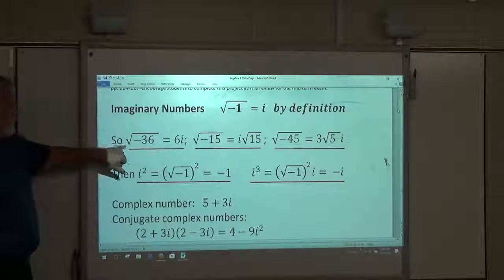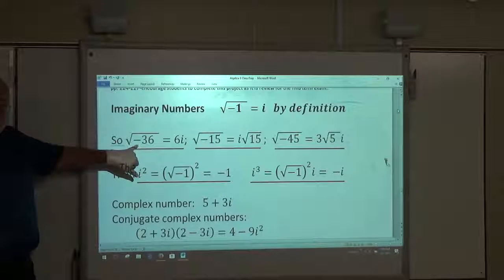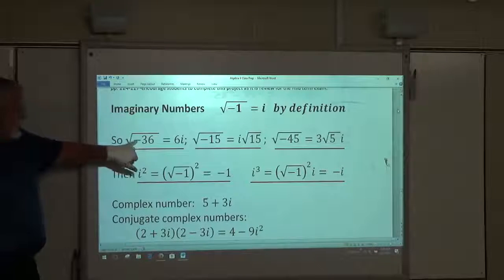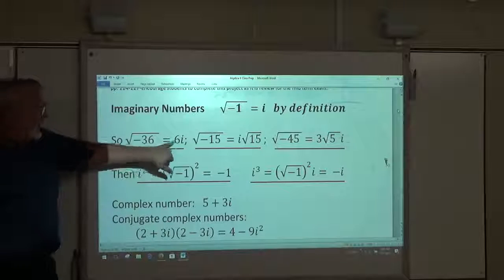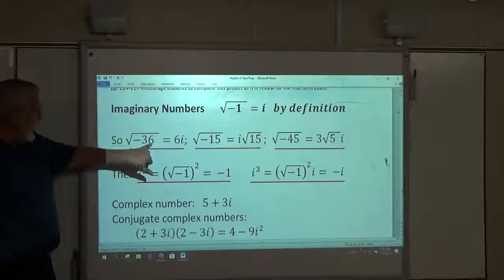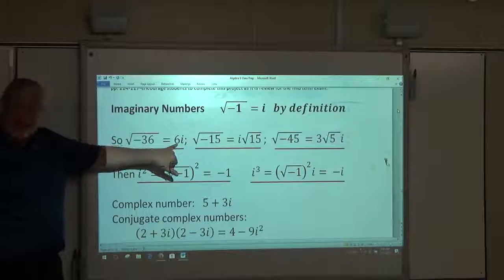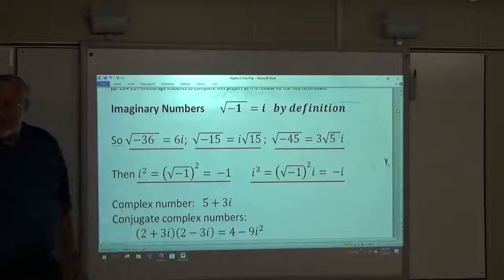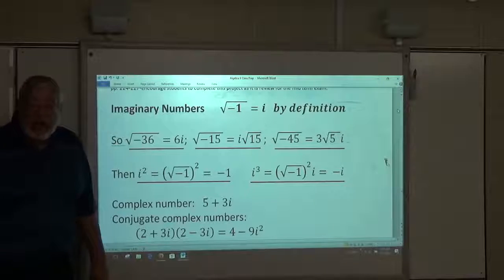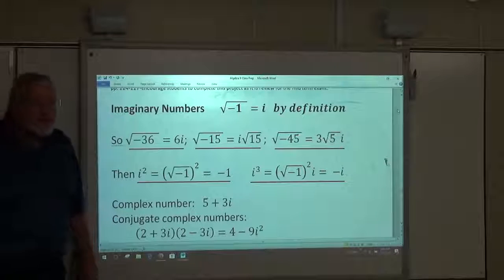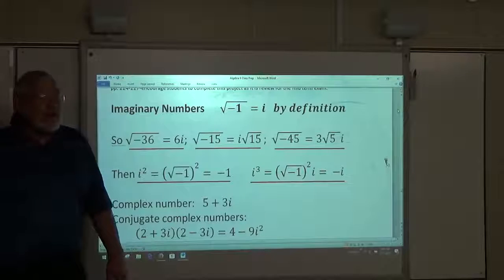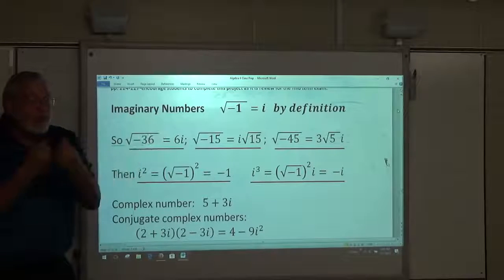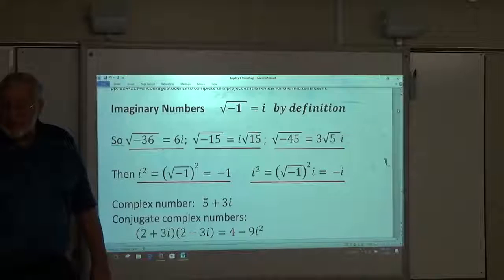If we came up with the square root of -36, the square root of -1 is i, and the square root of 36 is 6. And so the square root of -36 becomes 6i. Now, 6i is what kind of number? Starts with i. Imaginary number. It's not real. So you can't combine a real number and an imaginary number. They have to stay apart.